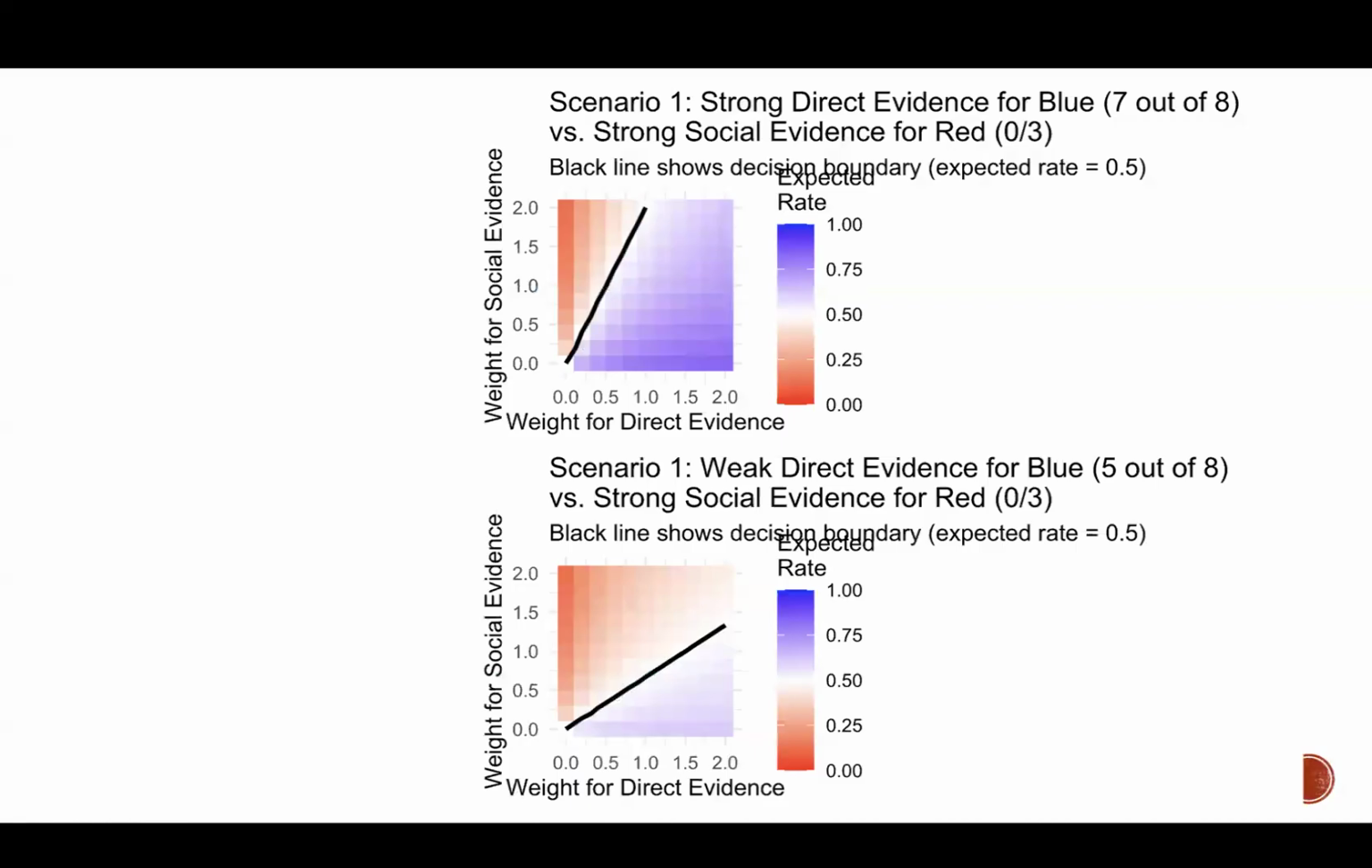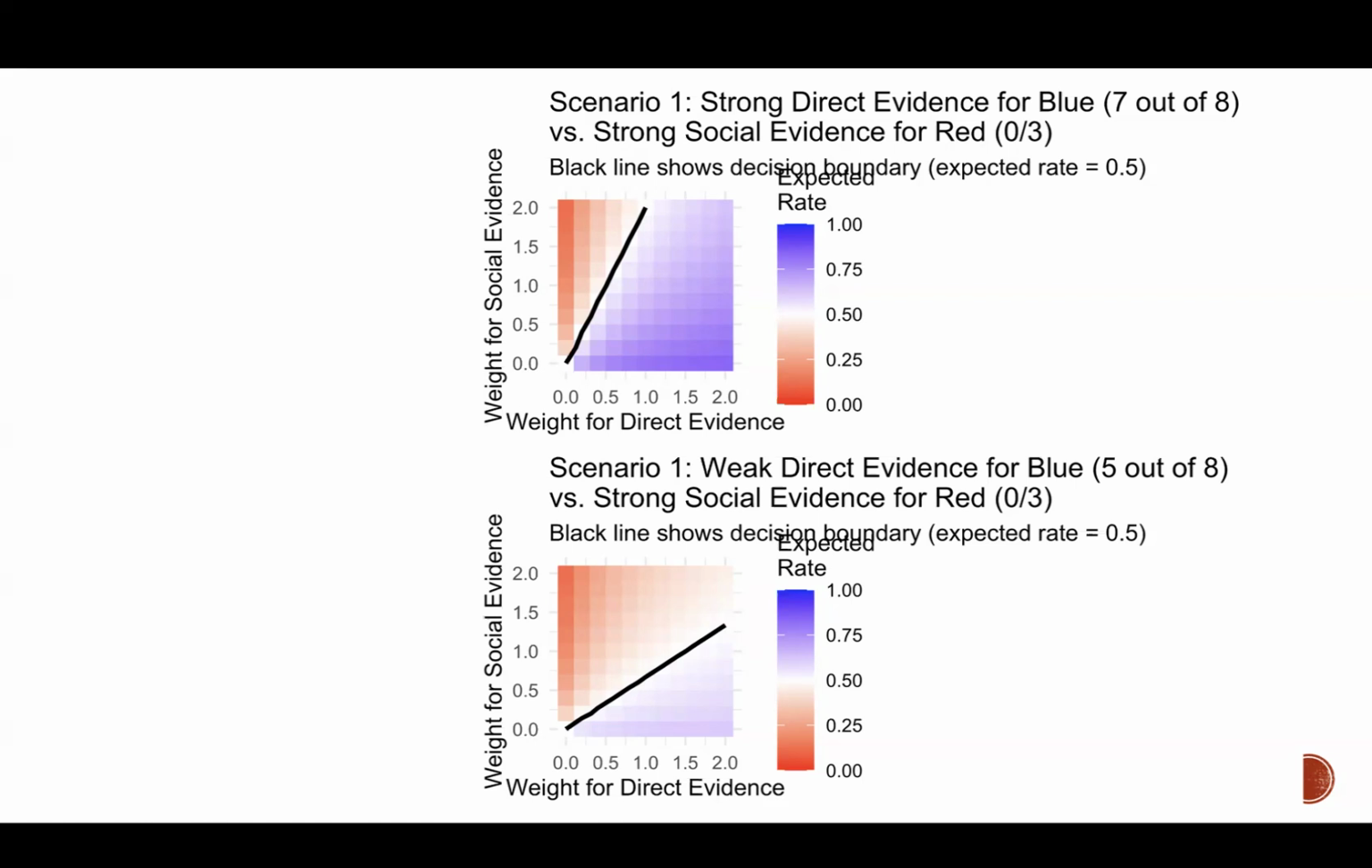And I think this is just how we can visualize the way that the decision moves. You can see on the x-axis the weight for direct evidence, on the y-axis the weight for social evidence that we can manipulate. And in the first scenario, we have strong evidence for blue and strong social evidence for red. We can see that according to where the weight for the evidence is, our decision boundary shifts. As we increase the weight for social evidence, our boundary shifts towards the right.